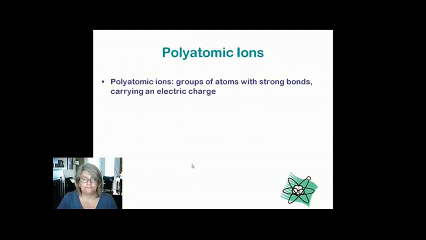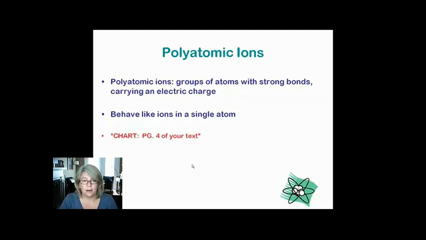Polyatomic ions are groups of atoms that have strong bonds. So we've got a number of atoms that are bonded together, but they carry an electric charge, just like a regular ion does. It can be a positive charge or a negative charge. They behave just like ions do in a single atom. So just like that oxide ion I was talking about, we have other ones that are bonded together, and they behave similarly. Now there is a chart on page 4 of the textbook. It's table 1, common polyatomic ions. This type of table would be given to you on an exam or on a test.